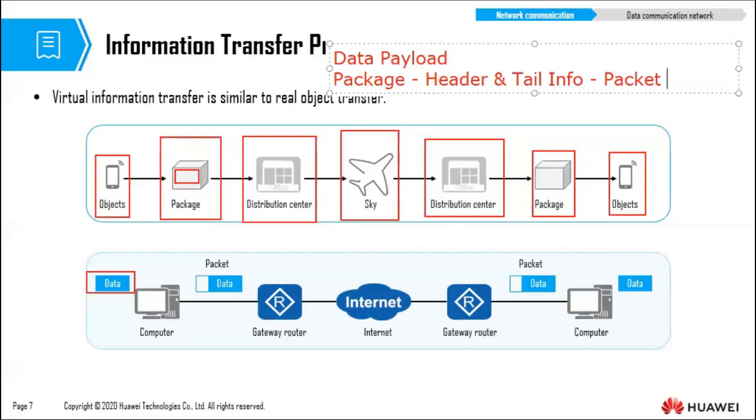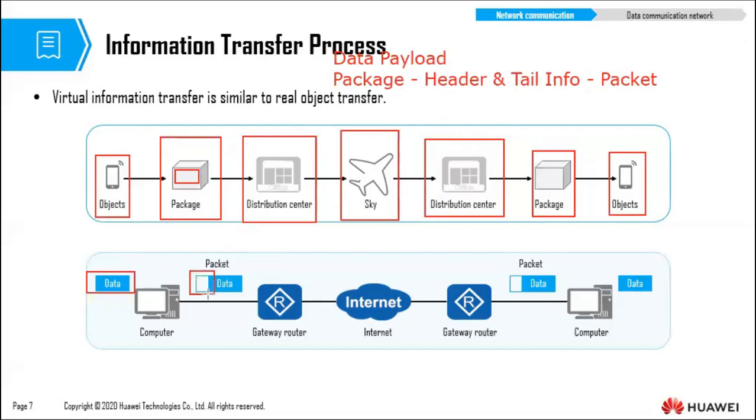A packet. Generally, when we talk about header and tail information, we simply mean that we are going to add to this data payload the destination address and source address, so that we can be able to find this particular destination. So that is what we are adding, those extra information. We are adding extra information so that this particular packet can be able to get to the destination. And we call that a packet.